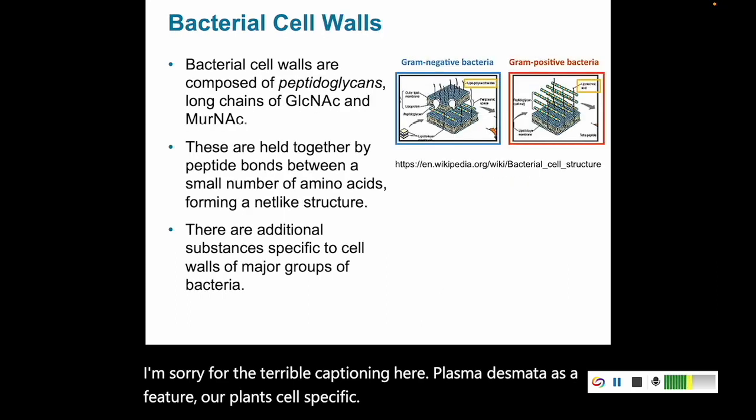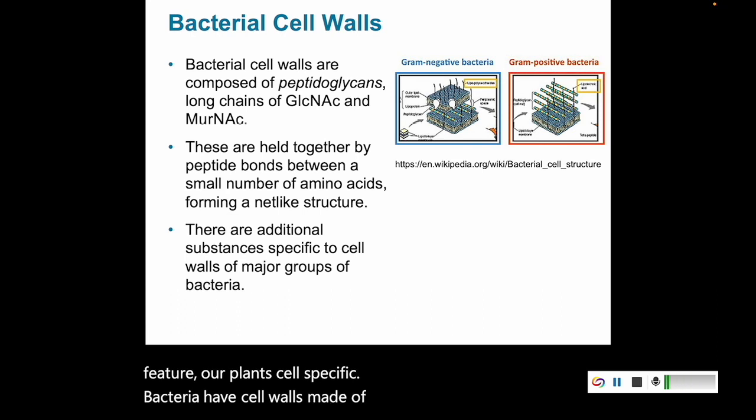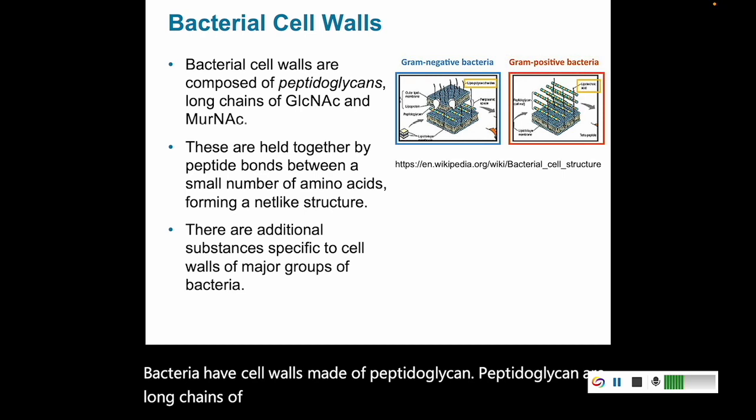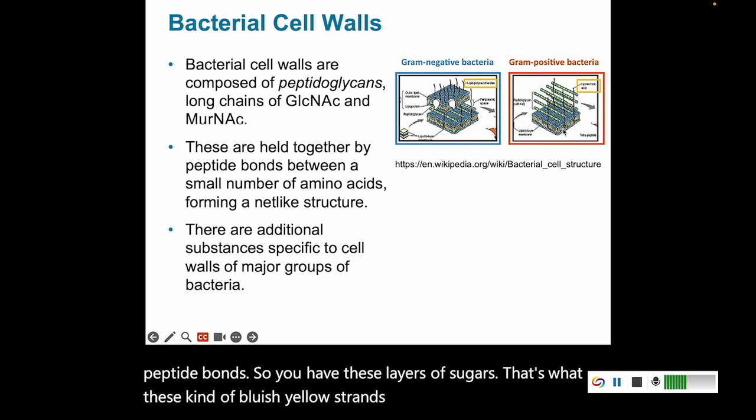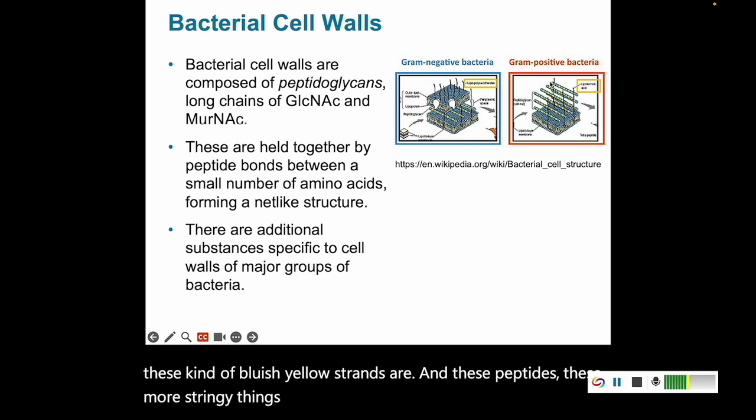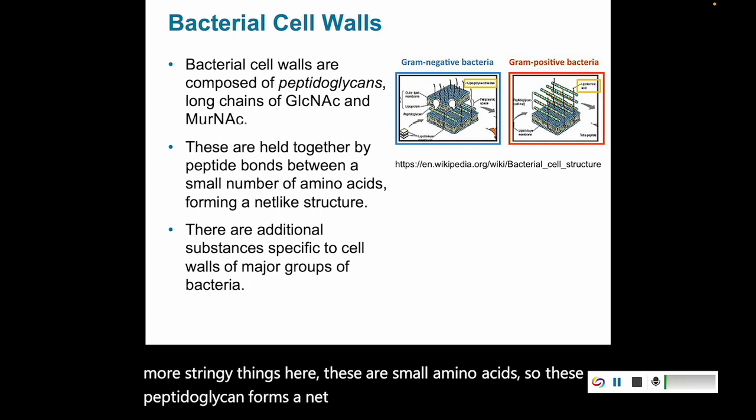Bacteria have cell walls made of peptidoglycan. Peptidoglycan is long chains of two sugars, and they're held together by peptide bonds. So you have these layers of sugars. That's what these bluish-yellow strands are. And these peptides, these more stringy things here, are small amino acids. So this peptidoglycan forms a net-like structure.